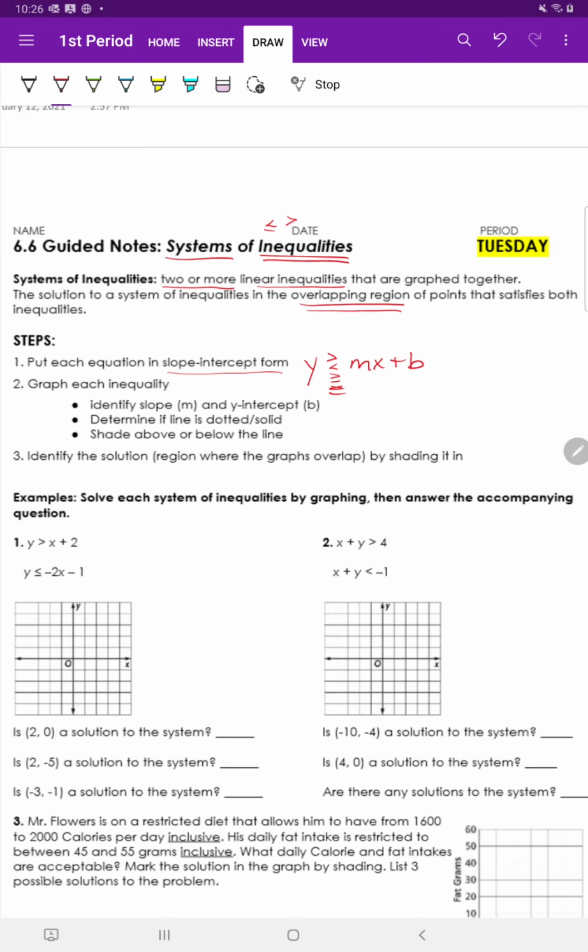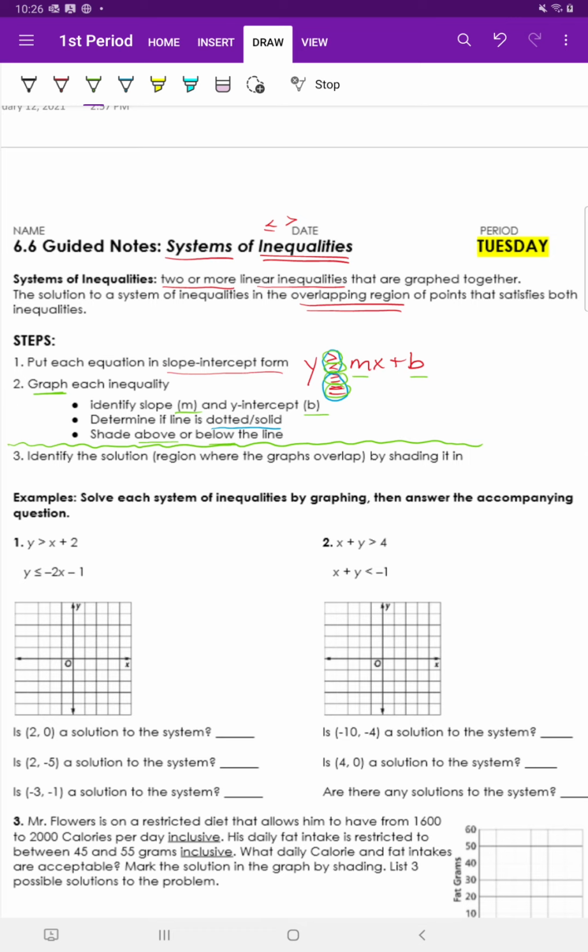Once we have our slope-intercept form, it's really easy to figure out our slope and our intercept. So graphing becomes very easy. You find your m, you find your b, you figure out whether your line is dotted or solid, and that depends on the symbol. Then you have to figure out whether you're going to shade above or below your line. Above would be greater than, below would be less than. So you're just paying attention to your symbols there. Up to this point, that's what we did last week in class, everything above the green line.